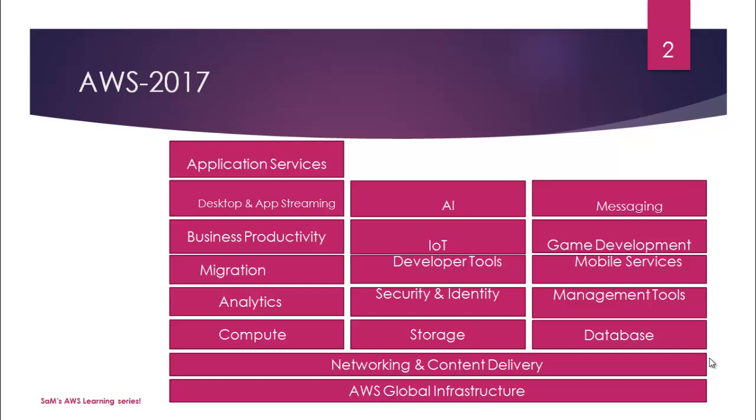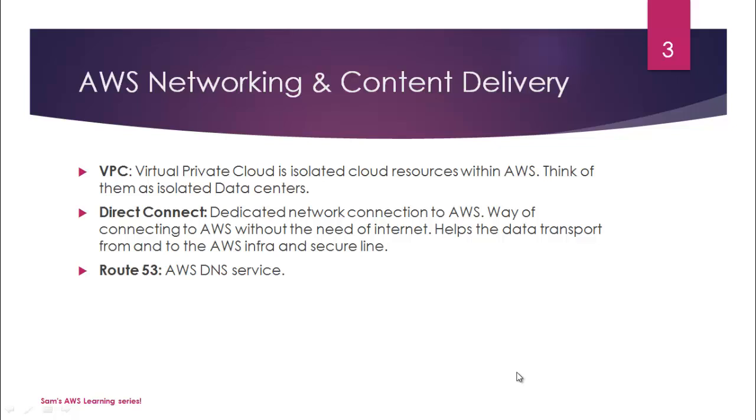So we have already seen AWS global infrastructure. It's time to see networking and content delivery. When we talk about networking and content delivery, the first one is VPC. VPC stands for virtual private cloud. So virtual private cloud, what do you mean by that? Amazon has an offering which will let you provision a logically isolated section of the AWS cloud, where you can launch your own AWS resources in a virtually defined network.